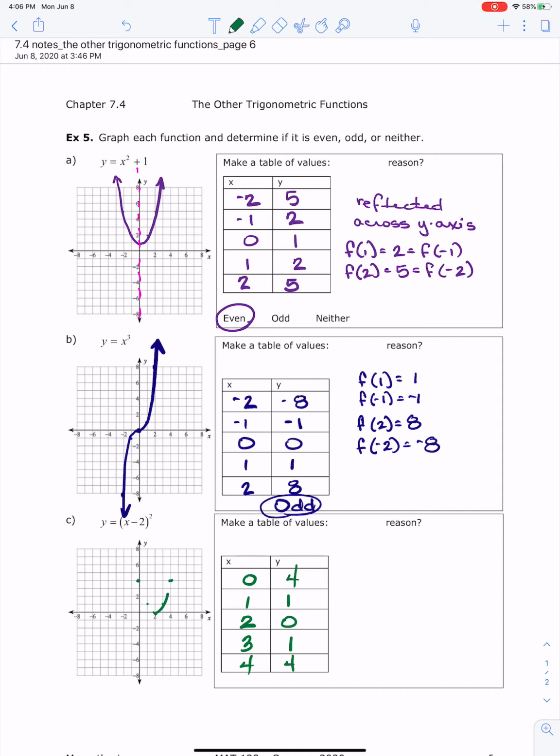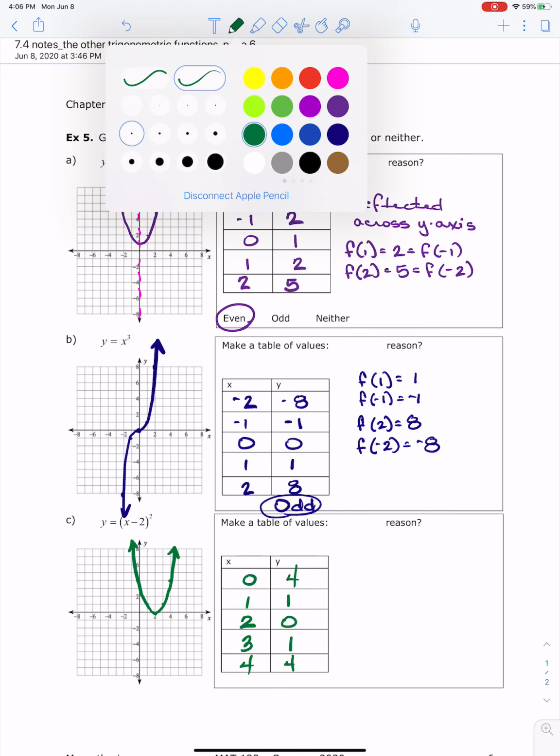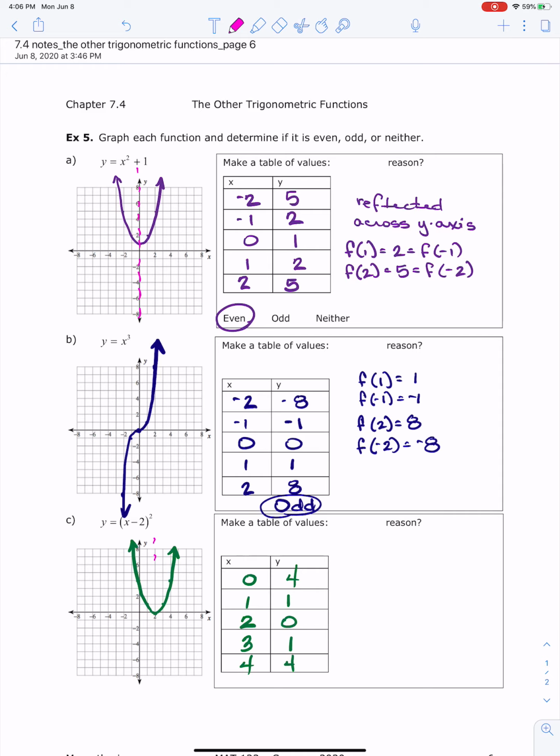I get the parabola that looks pretty much the same as the one up above, except instead of shifting up 1, we've shifted to the right 2. Notice here, our axis of symmetry right down the middle is the line x equals 2, so this does not reflect over that y-axis. And so this, we know, is neither.